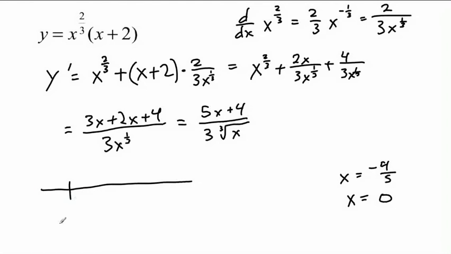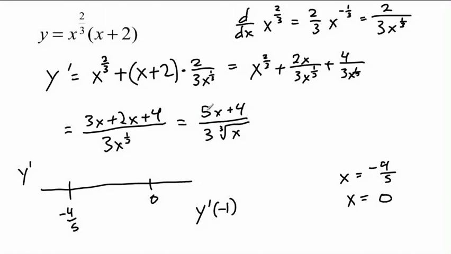I'm going to put these two numbers on my number line, negative 4/5 and 0. Remember, in order for there to be a max or a min, the derivative has to change sign. So I need to do a sign chart of my derivative. Now remember, this is my derivative sign chart, not my actual function sign chart. So I need to plug something that is less than negative 4/5 into my derivative. So I'm going to plug in negative 1, because negative 1 is going to be over here.